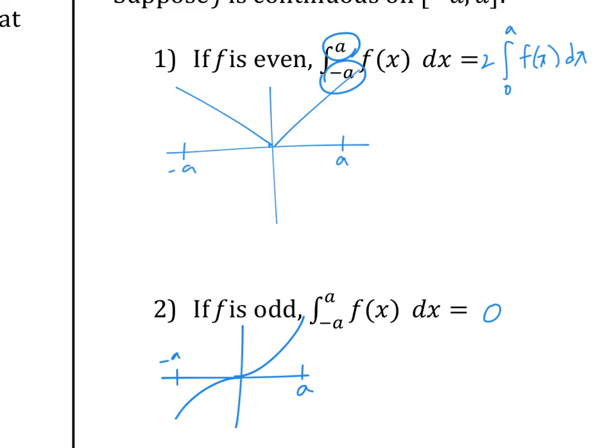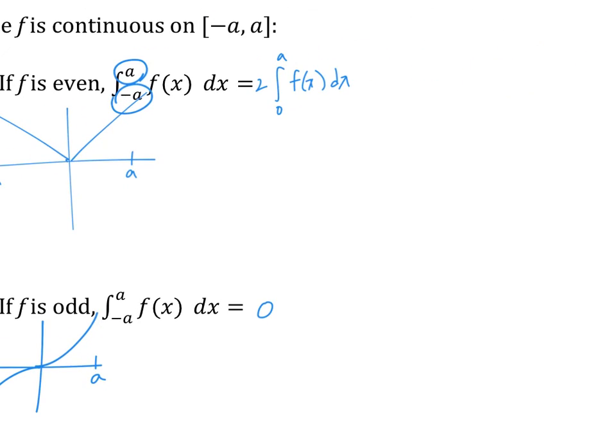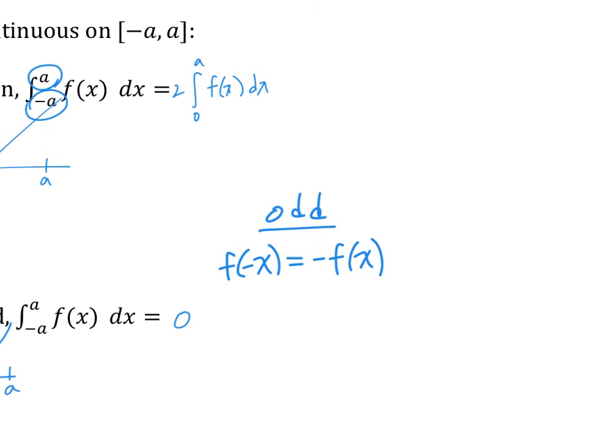Now the question is, how do you figure out if it's odd or even if you don't have a graph? Let's recall. Odd function, how do you check to see if a function is odd? f of negative x is equal to negative f of x. Everything you learned in pre-calc, you have to remember. I'm going to remind you throughout the year. Even, f of negative x is equal to f of x. If you don't remember that, write it down and keep it in mind.